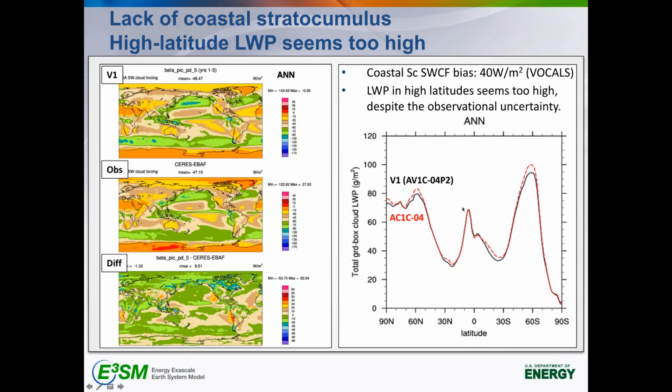And problem number two is that, this is the zonal mean meridional distribution of liquid water path. This is V1 and this is a previous version, but they are pretty similar. You can see that liquid water path in the Arctic is actually higher than that in the tropics, and I think this is unrealistic, despite the observational uncertainty, because we can't trust the satellite products in the Arctic too much. We don't have a good observational constraint for liquid water path in high latitudes in particular, but I just think this is not physically reasonable.